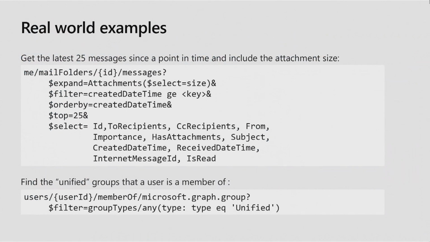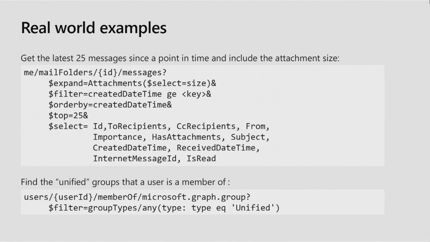And these are some real world examples that we pulled out of our logs of customers. In the first example there, go get the latest 25 messages since a particular point in time and include the attachment size. So we're using the expand here to bring in attachments, but then further reducing that to only select the size property in attachments. This can be really helpful when you want to know, okay, should I go and try and retrieve those attachments? Well, maybe not, because it's like 15 megs worth of attachments, right? So this is a great way of making a very complex request to select exactly the data that you are interested in.